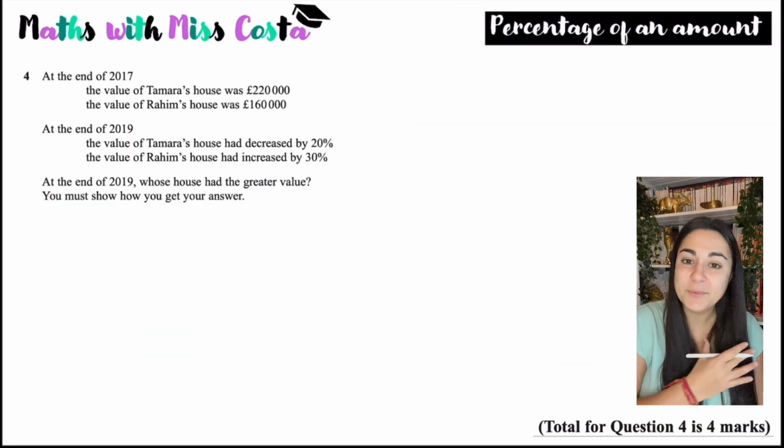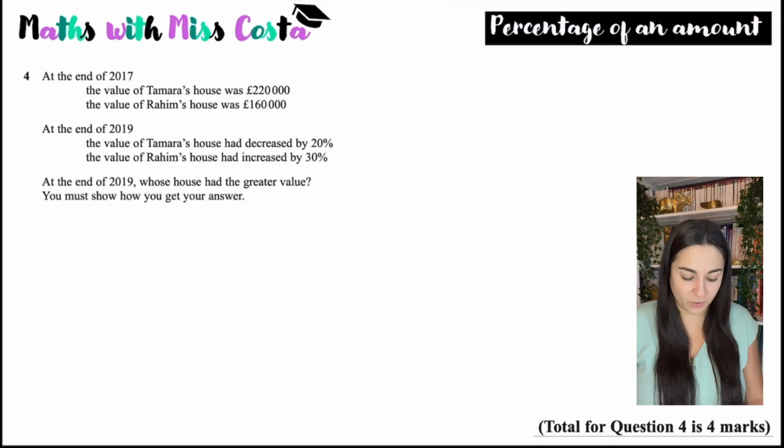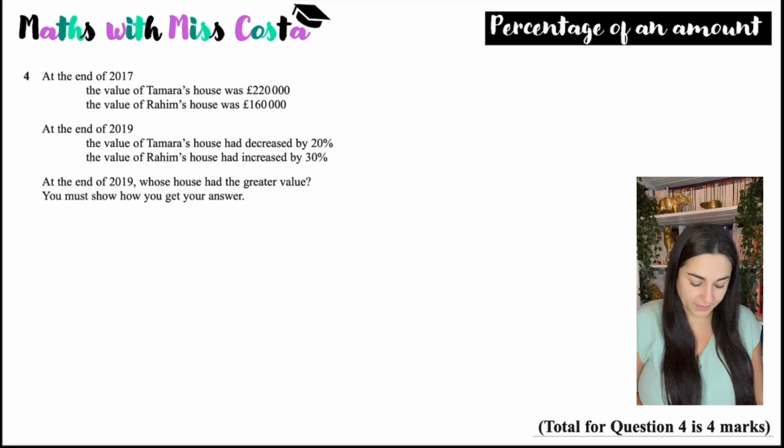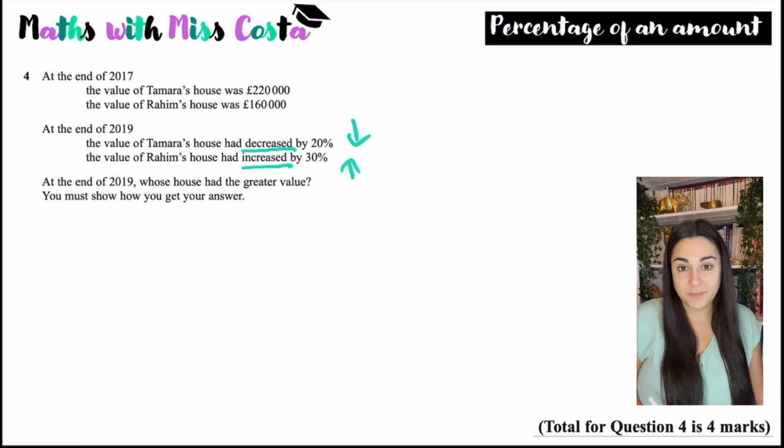So next we've got a percentage of an amount with a little bit of problem solving. Again, this is non-calculator, so I'm going to use the build-up method. We're told that at the end of 2017, the value of Tamara's house was 220,000 and Raheem's was 160,000. And that at the end of 2019, Tamara's had decreased. So decreased means go down in value. And the value of Raheem's house had increased, and increased means go up in value. So we need to figure out whose house had the greater value.